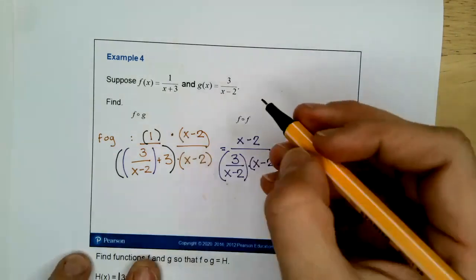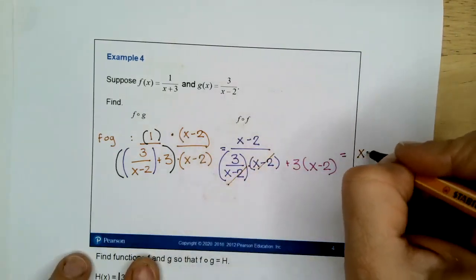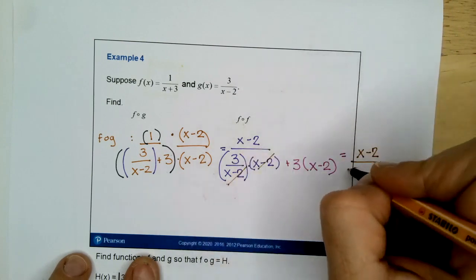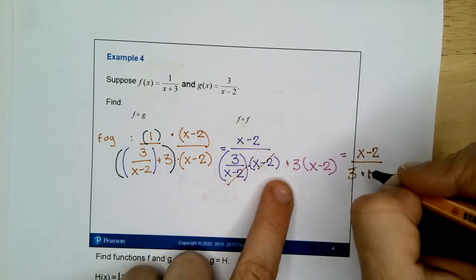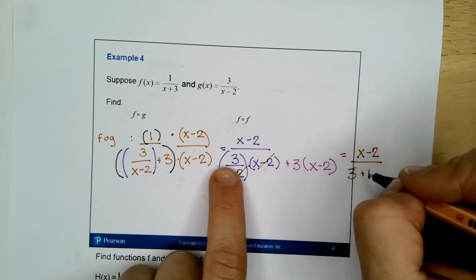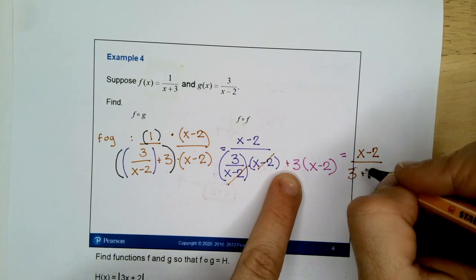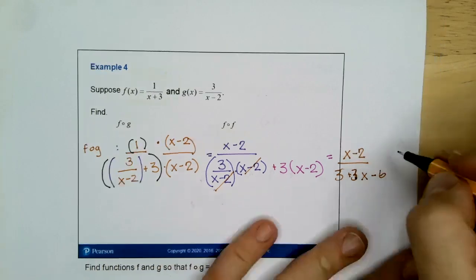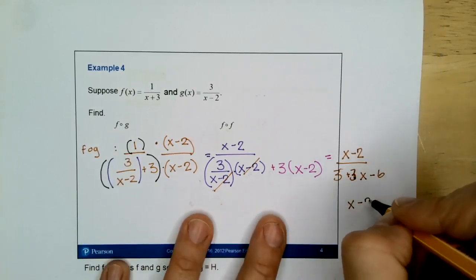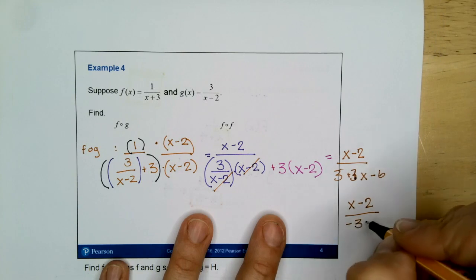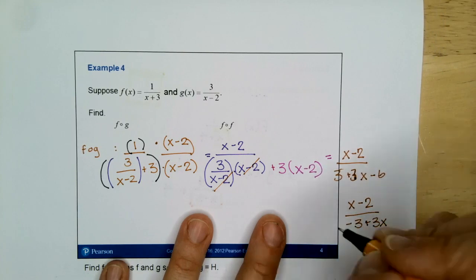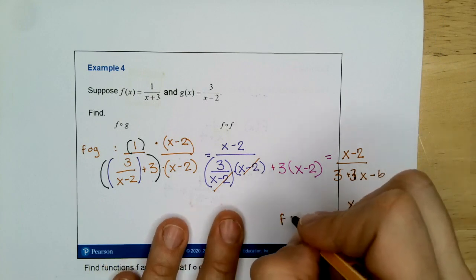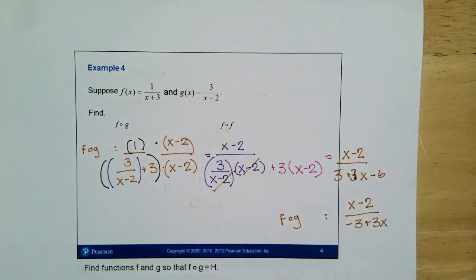So that's going to cancel. We'll have x minus 2 on the top, and on the bottom we'll have 3 plus 3 times x is 3x minus 6. So that'll be x minus 2 over negative 3 plus 3x for f of g. F of g of x is x minus 2 divided by negative 3 plus 3x.